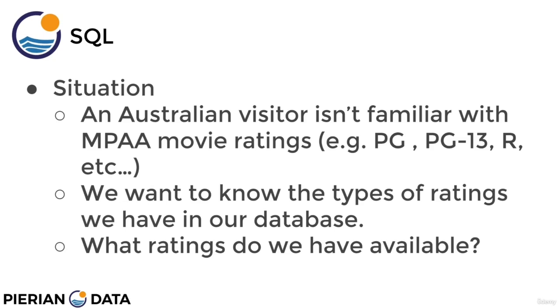So the situation is we have a visitor who isn't from the USA, they're from Australia, and so they're not familiar with the Motion Picture Association of America's movie rating system, such as PG, PG-13, R, etc. So you need to know what are the types of ratings we have in our database. So what ratings do we have available? See if you can actually change that question and correspond it to the correct SQL challenge.